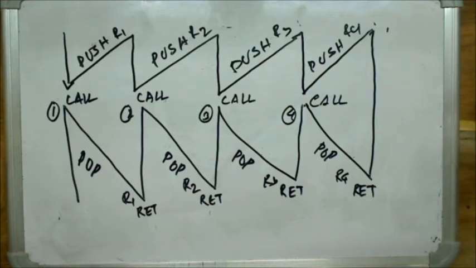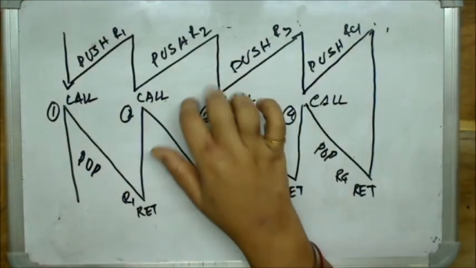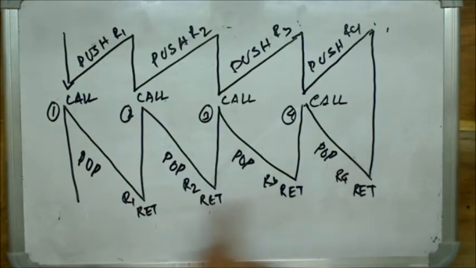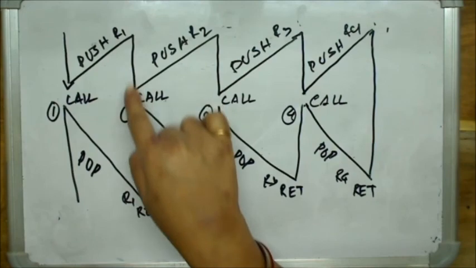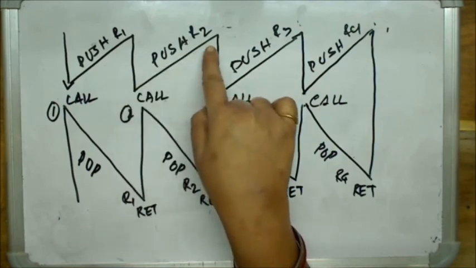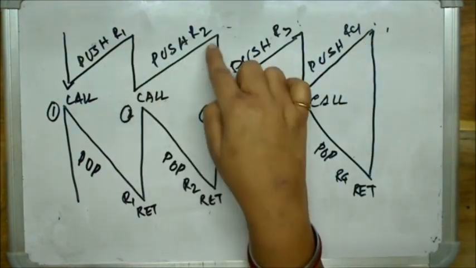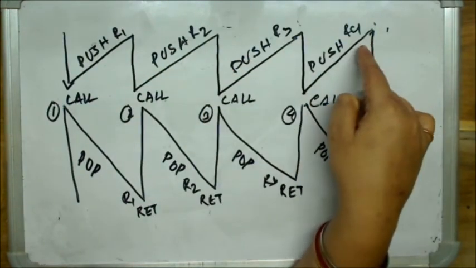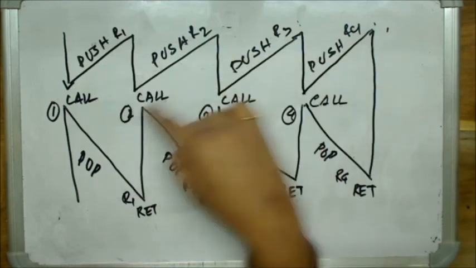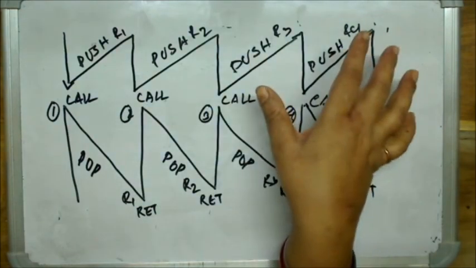Now the question that comes to your mind will be, why do we have to push the PC only in stack? Why not any other register? This is because of what is called nested subroutine. From one subroutine, you call another subroutine, and then another. See, from one subroutine I am calling another subroutine. This is called nesting, that means one within the other.